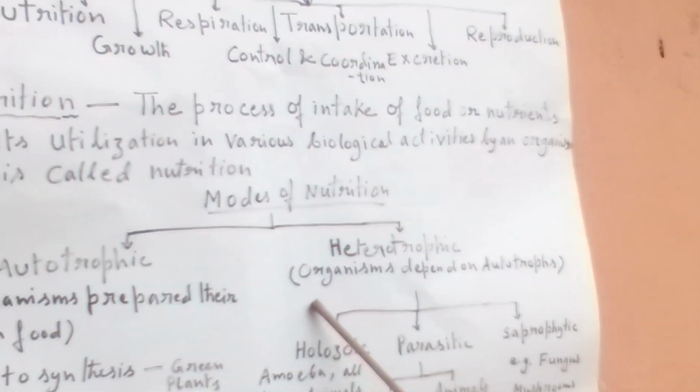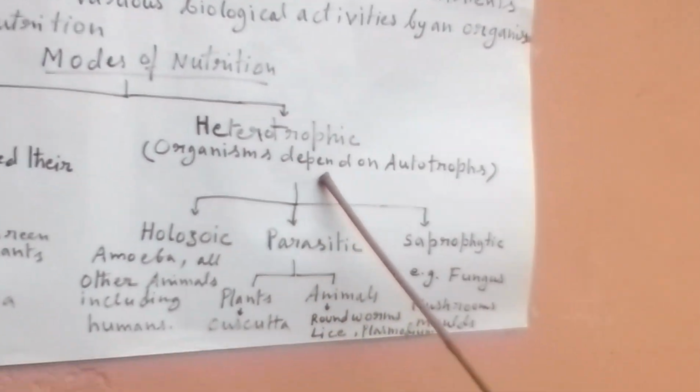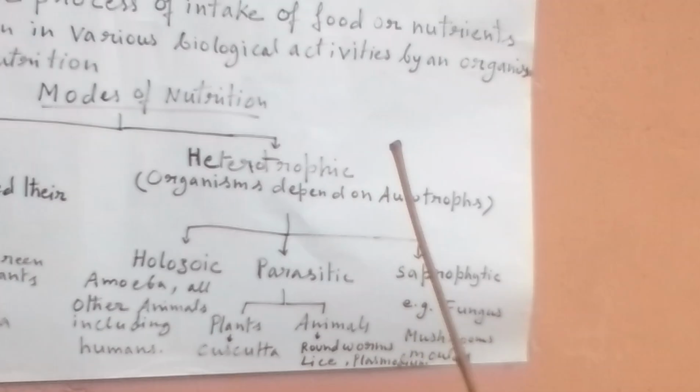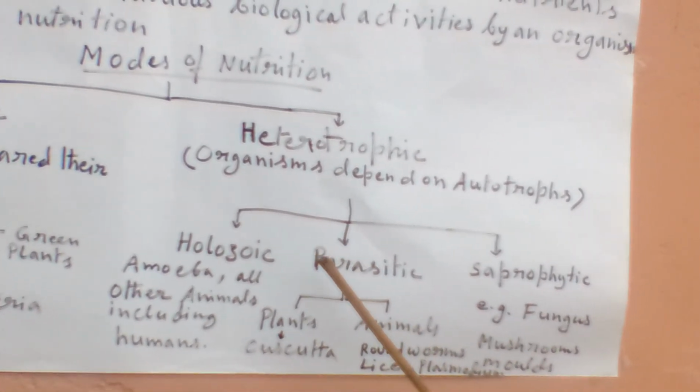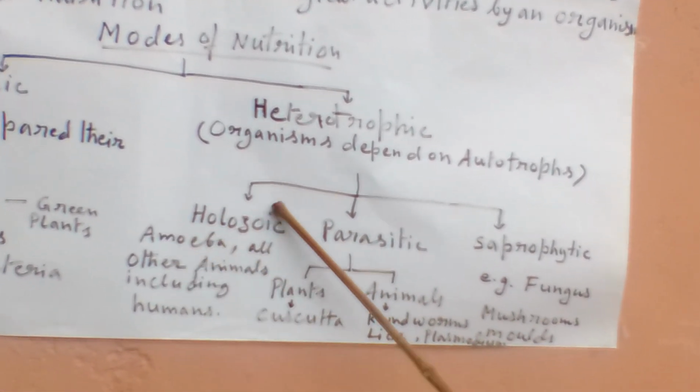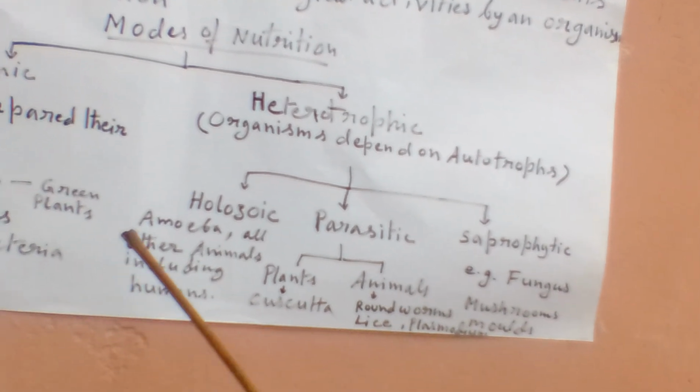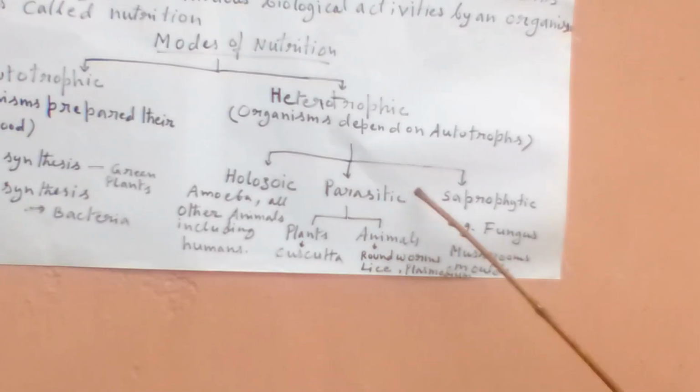And now the broad category of nutritional mode is heterotrophic nutrition, where organisms depend on autotrophs for their food, and they are basically of three or more kinds. Holozoic, that means they engulf the food through their mouth, digest it, and go through the process for utilization of the food. And the second one is the parasitic mode.